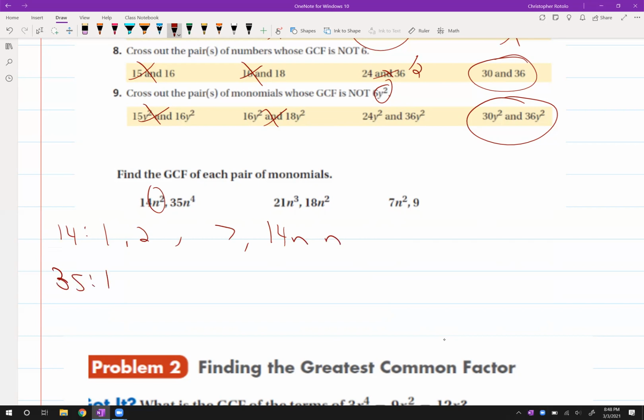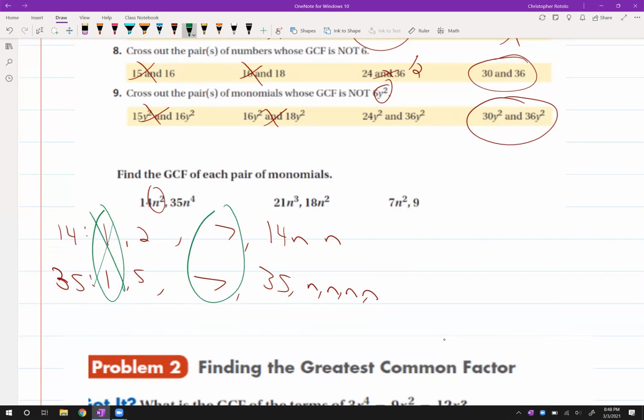35, 1 and 35, 5 and 7. Okay, so we're trying to find n times n times n times n. All right, so we're trying to find the greatest common. Well, 1's common, but then 7's common. So the greatest one is 7. What I also notice is they both have at least 2 n's, so that's n squared. Notice what I said there. They both have at least 2, right? If it's n squared and n to the 4th, they both have at least 2. So n squared becomes the GCF.